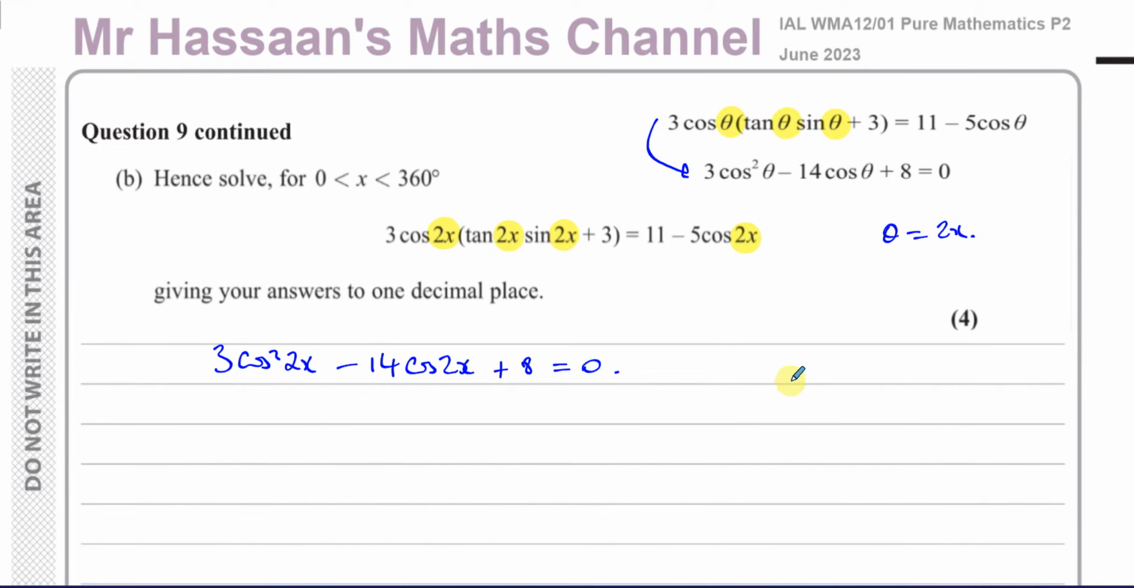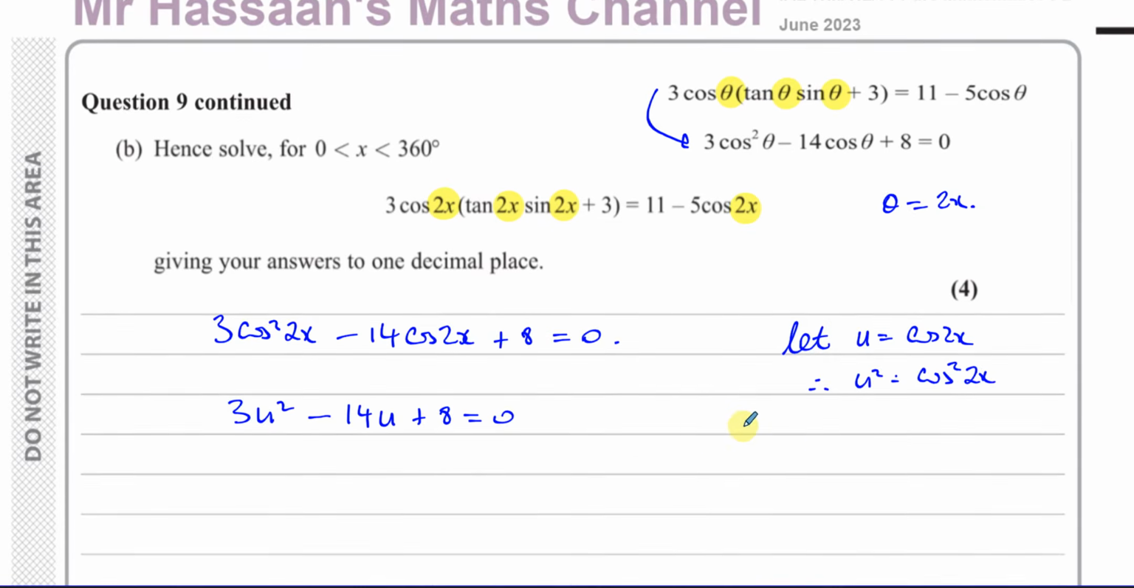Now, in order to make life a bit easier, we could think of this as a disguised quadratic, and to make things more familiar, we can say, for example, let u equal cosine of 2x, which means that u squared will be cosine of 2x all squared, which is cosine squared of 2x. So I can replace the cosine squared of 2x with u squared. So this will become 3u squared minus 14u plus 8 equals 0. And I can solve this for u, and then I can find out what cosine of 2x is.